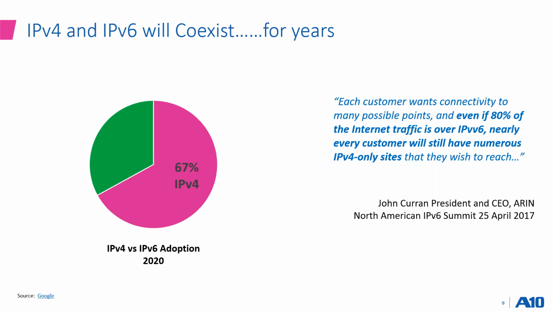Even John Curtin, who's president of ARIN, which is one of the internet registries, says the basic problem is that every customer wants to connect to everywhere. So as long as there are IPv4-only websites out there, IPv4 will continue to exist. It may be quite a few years before IPv4 is gone altogether. So educational facilities that are using IPv4 often have to try to manage their existing allocation. We'll talk a little bit more about that in a second.